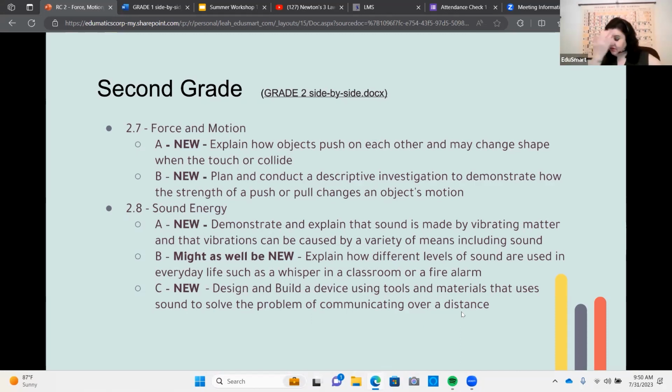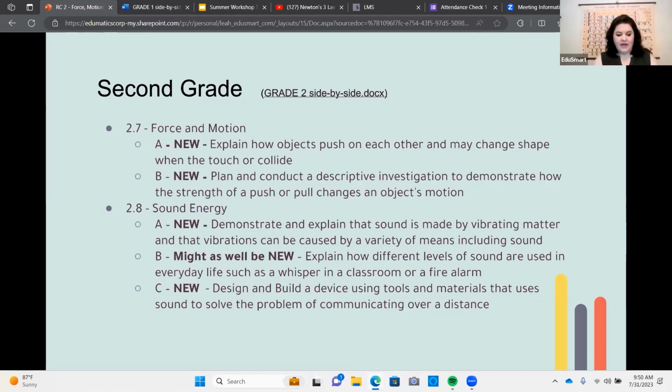When I first heard this one, I was like, are you kidding me? How are they going to do that? But we start thinking about it. The old cup on a string is obviously one way that they could do it. They could create drums that they can make their own Morse code out of.